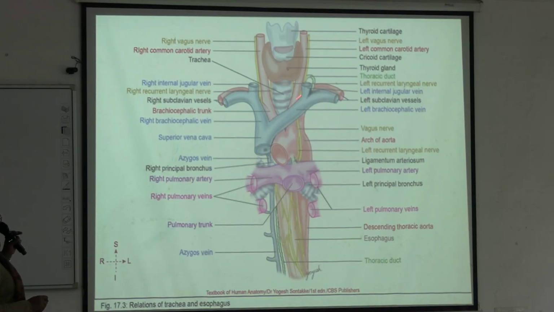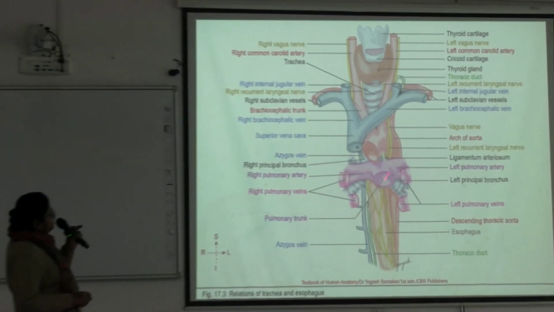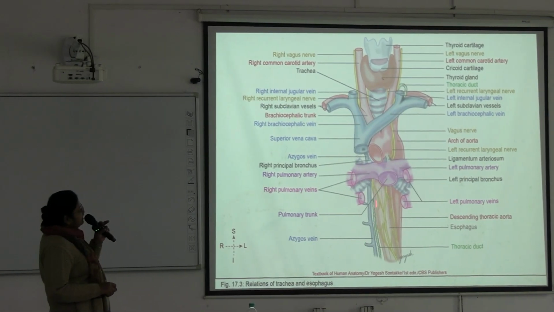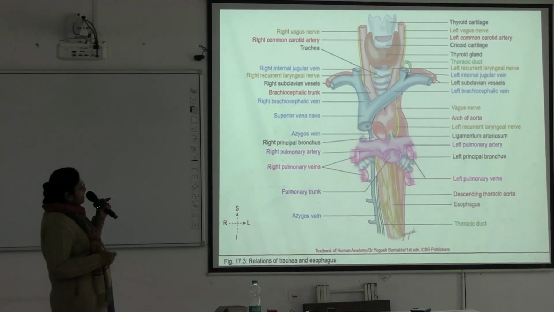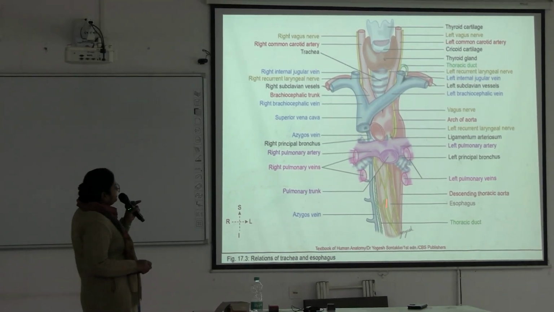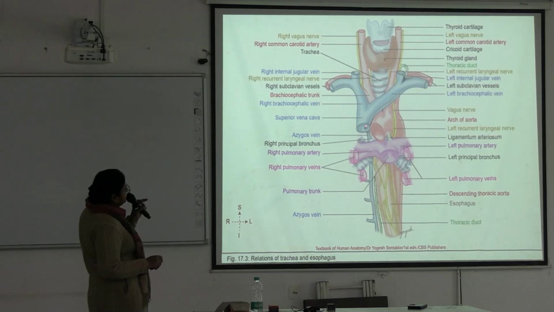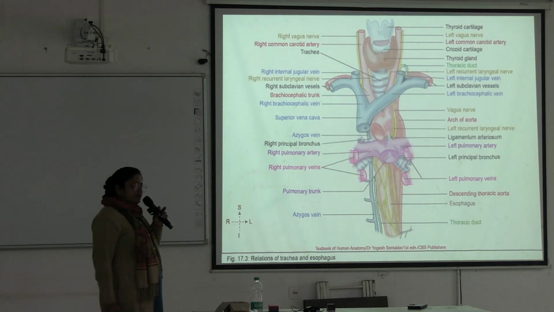And these are the brachiocephalic veins, right and left, joining to form the superior vena cava, and here are the two internal jugular veins, and these are the subclavian vessels. So all these are related on the anterior aspect of the trachea, and here you can see the bifurcation of the pulmonary artery, and this is the esophagus. Esophagus is lying posteriorly. Thoracic duct is also lying posteriorly, and here is the azygous vein which is draining into the superior vena cava.